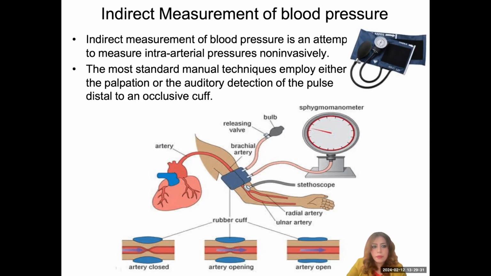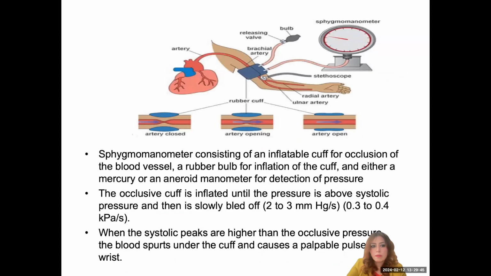So this figure is a schematic that shows you the indirect measurement of blood pressure, and now I show you the details. A sphygmomanometer consists of an inflatable cuff for occlusion of the blood vessel, a rubber valve for inflation of the cuff, and either a mercury manometer or a manometer for detection of pressure. So these are the parts, okay? We have the rubber cuff, and then we have a bulb part, as you see. These are the basic parts of a sphygmomanometer.